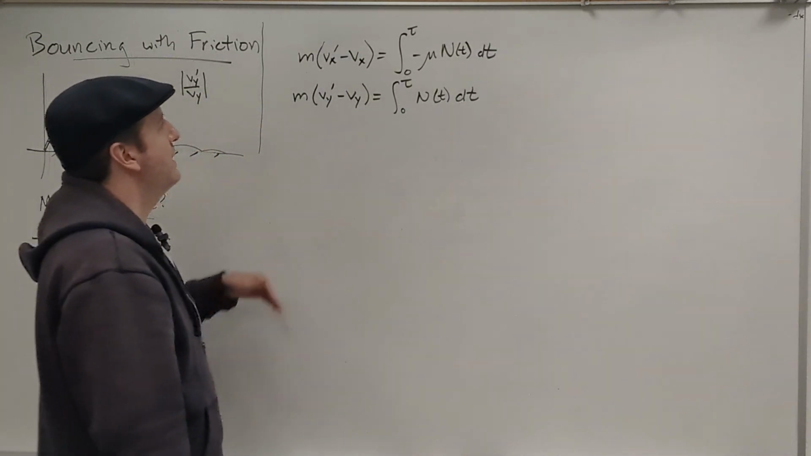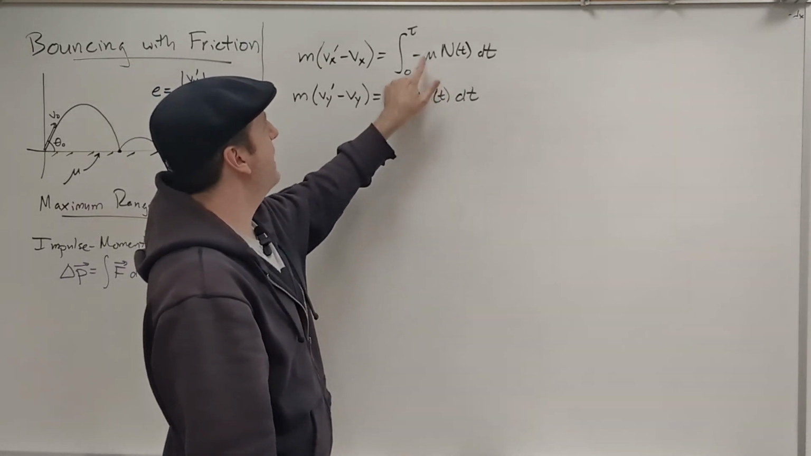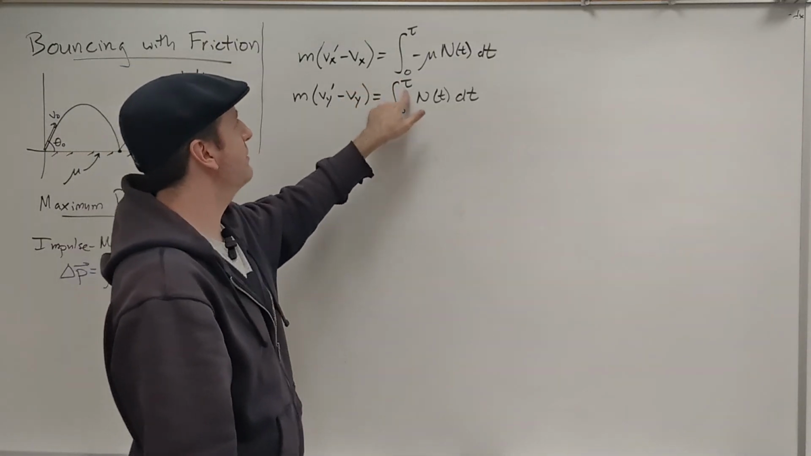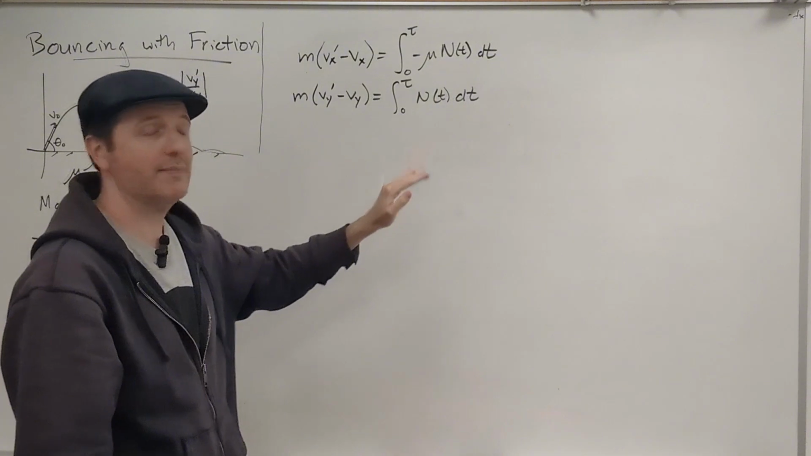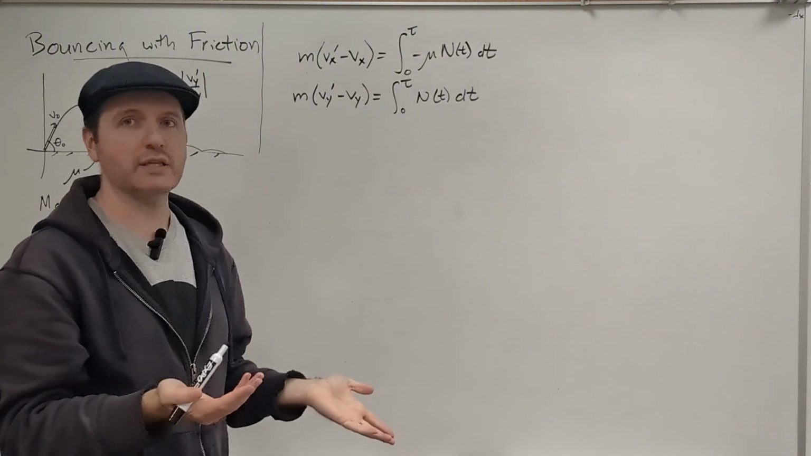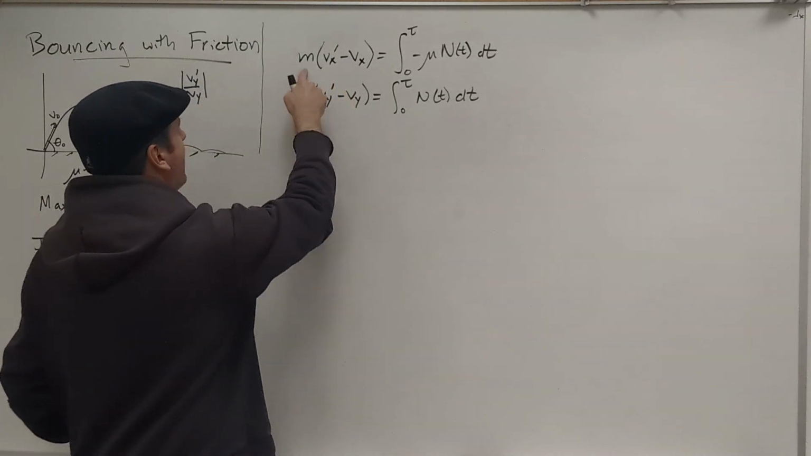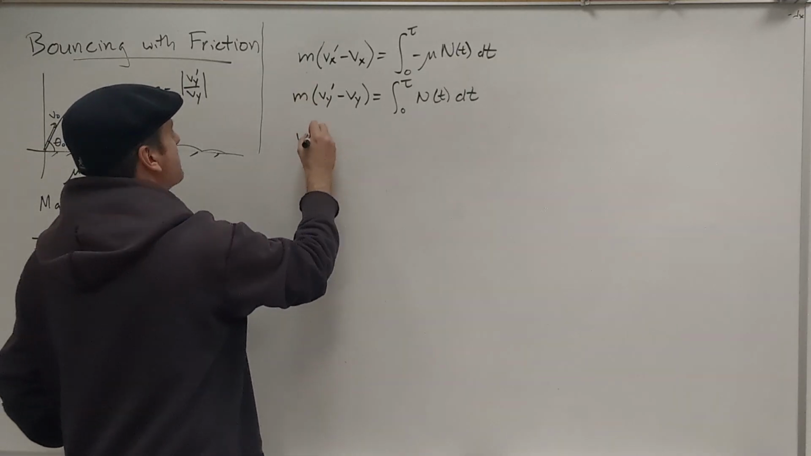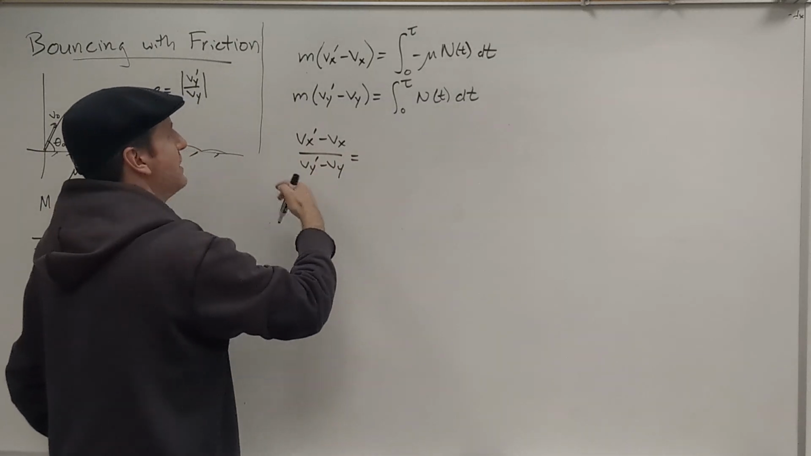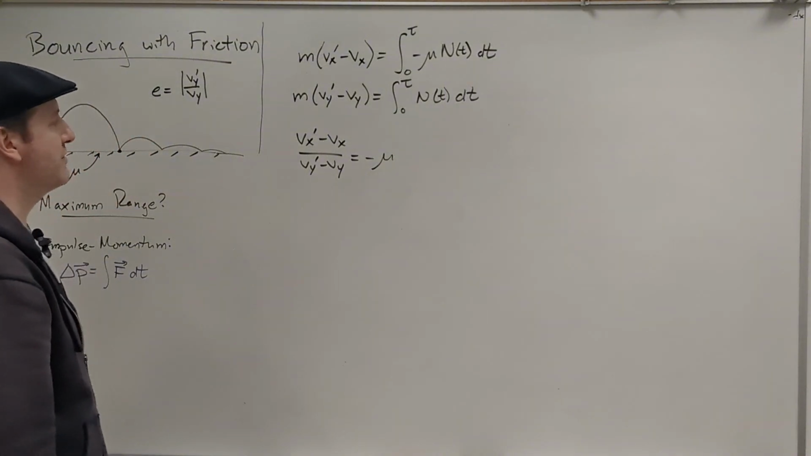Okay. The trick here is to now note that mu and the negative sign are constants, and I can pull them out of this integral. And even though I don't know what this tau is, and I don't know what this normal force as a function of time is, if I divide these equations by each other, that impulse from the normal force completely cancels. And I get something kind of nice. The m's will also cancel. So I'll have vx prime minus vx over vy prime minus vy on the left, and I'll just have minus mu on the right. So that's kind of nice.